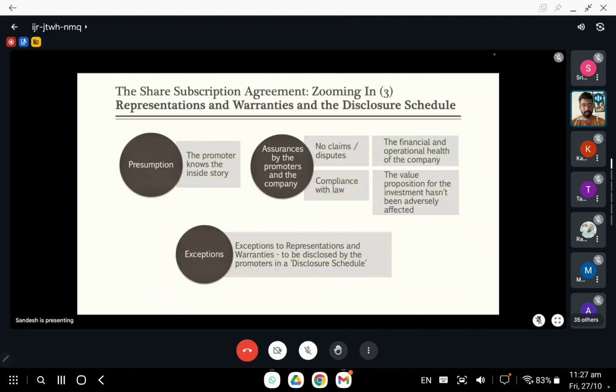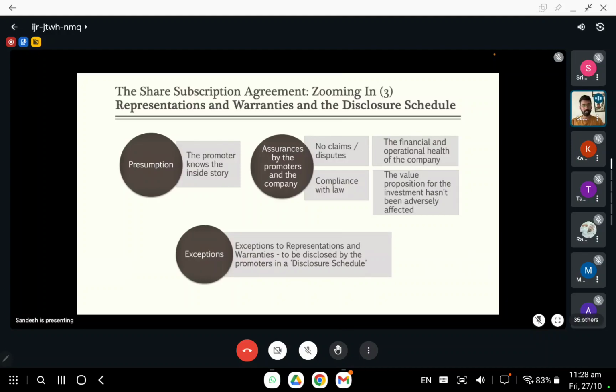What these statements or these representations and warranties do is that they bridge the information asymmetry. You know more about the company than the investor, right? You know more about the way your company runs. You know more about what kind of problems you have in the company or what kind of potential problems might arise in the company, but the investor does not know that, right?